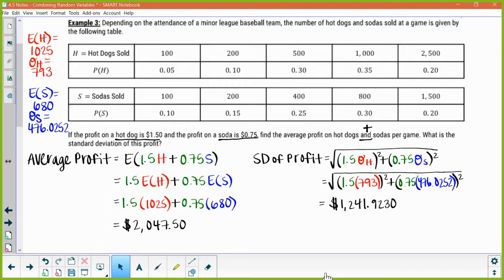Now remember, for standard deviation, you are using the same formula no matter whether you are adding data sets together or you are subtracting data sets from each other. Going to give you a little bit of time.